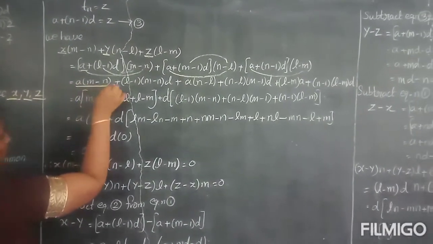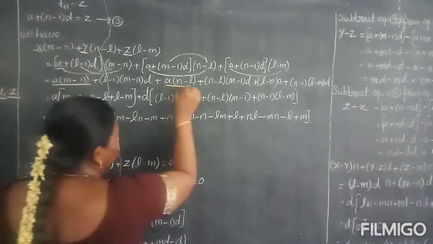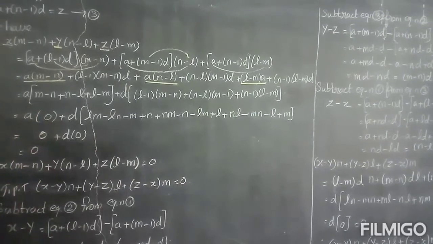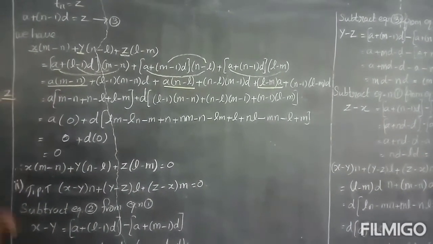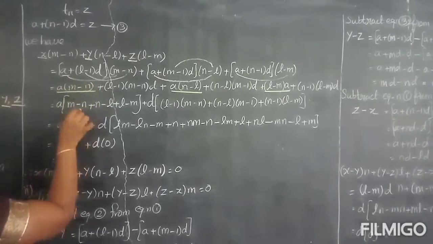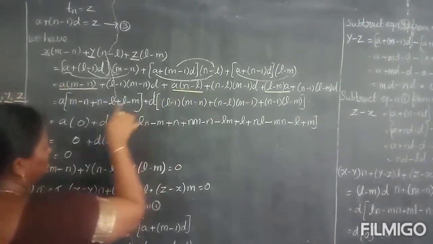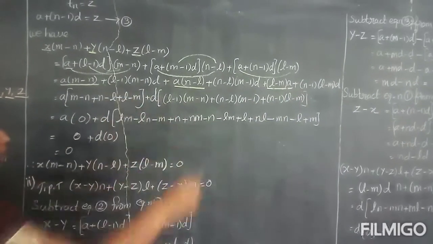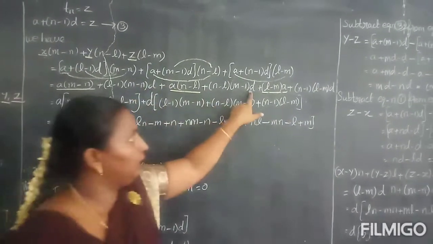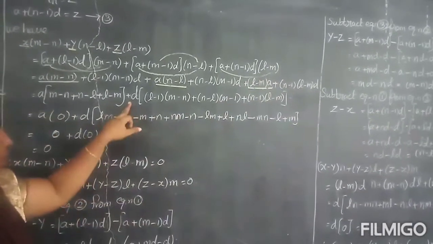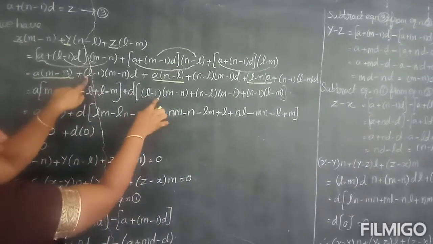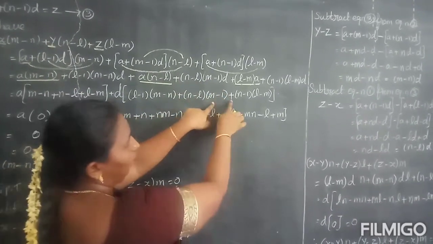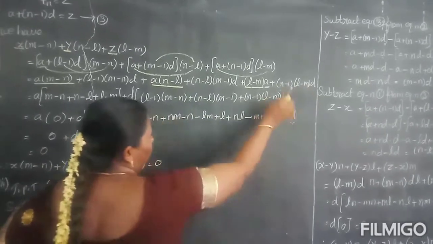Here observe this step. a into (m minus n), a into (n minus l), and then a into (l minus m). So in these three terms you can take a as common. So a into, here you have (m minus n) plus (n minus l) plus (l minus m). So see the remaining parts here, d, d, d. So you can take d as common. Here you have (l minus 1) into (m minus n) plus (n minus l) into (m minus 1) plus (n minus 1) into (l minus m).